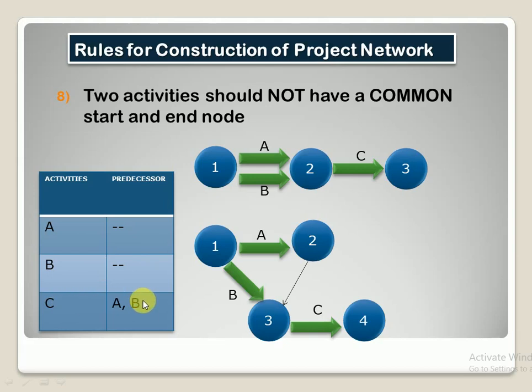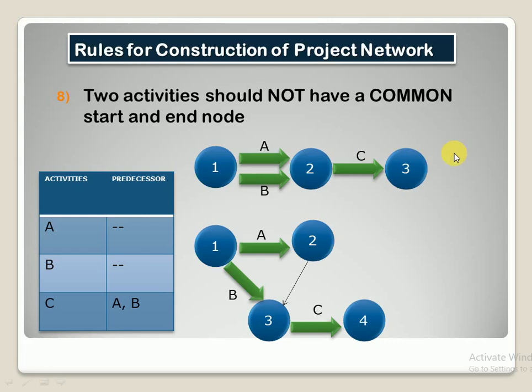C has A, B as predecessors, so C activity is starting at 2 because it has A and B as its predecessors. So C is completing at node 3. Now, as far as the rule is concerned, this is also an incorrect way of making a diagram. Though it does follow the criteria given in the table, as far as the rule is concerned, this is an incorrect way of constructing a project network diagram.